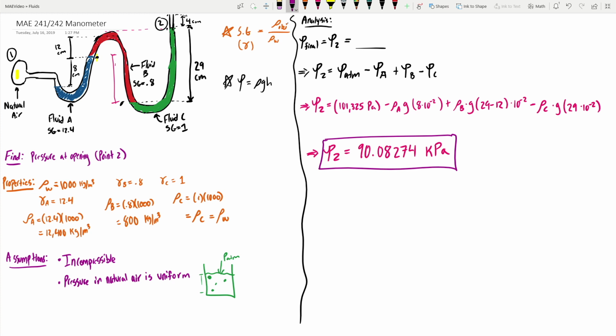Okay, so this is pretty straightforward with manometers. Like I said, you start off the problem by writing your final location first and setting that equal to starting at the beginning and marching along through the manometer until you get to that point, which is what we did right here. And then from there, you just substitute the pressure values for each fluid.